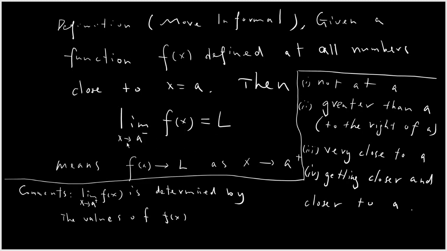We say the limit of the function as x approaches a from the left means the values of the function approach the number L. The number L is 0.5 in the other case, as x approaches a from the left. And if you want to modify the comments, wherever you see right, you replace right with left. It's determined by the values of the function not at a, so not equal to a, greater than a. You replace greater than a with less than a, or to the left of a.